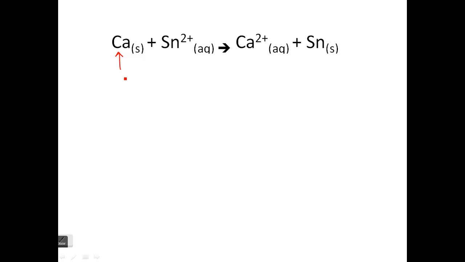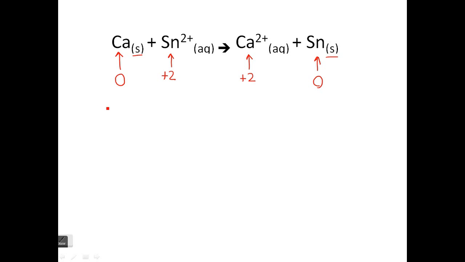So let's start with the calcium. It's a solid, it's an element. If you see solid, then you know it's an element, right? So that has an oxidation number of 0. And then the Sn2+, the oxidation number is the same as the charge on the ion, but it's written as +2. On the right side, we have calcium Ca2+. So again, the oxidation number is the same as the charge on the ion, but it's written as +2. And then the Sn is a solid, so it's an element, so it's 0.